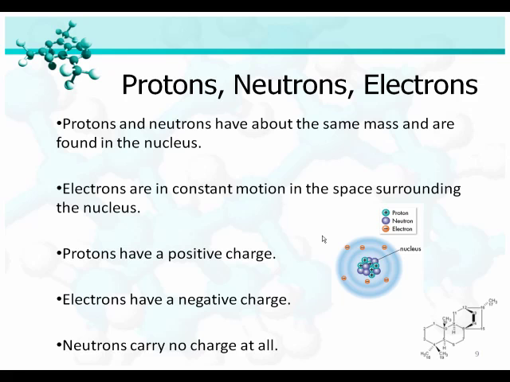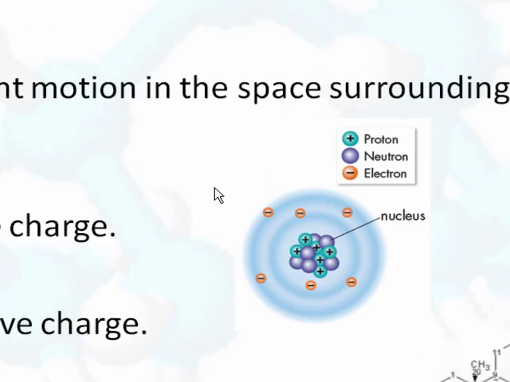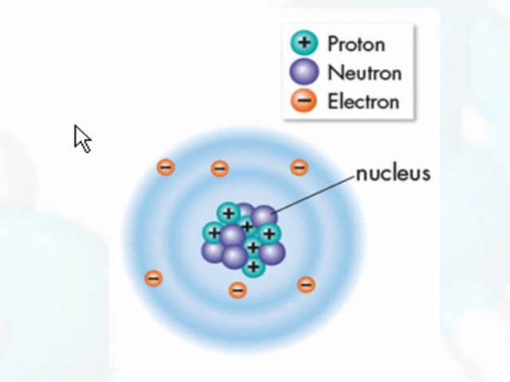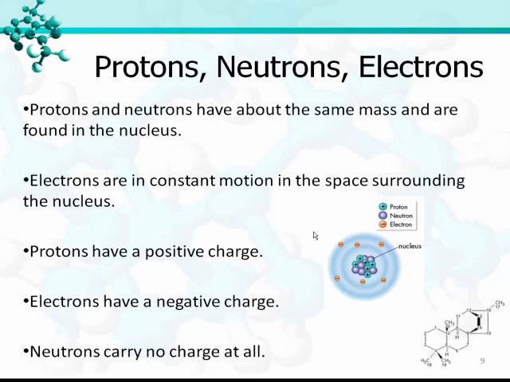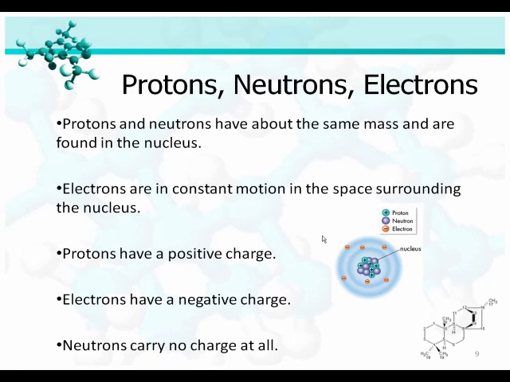Protons have a positive charge. Electrons have a negative charge. Neutrons carry no charge, as you see in the diagram. Again, you will see that the electrons are orbiting the nucleus. They have a negative charge. Your protons and your neutrons are located inside of the nucleus. Protons have a positive charge. Neutrons carry no charge. Most of the weight of the atom will come from the nucleus, where you will find your protons and neutrons.